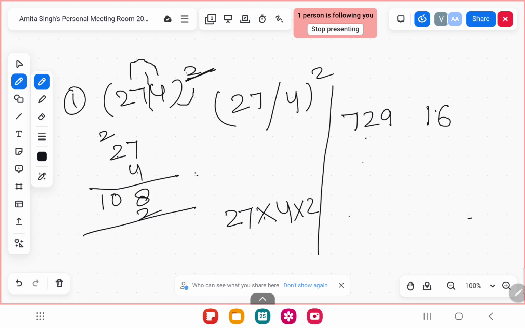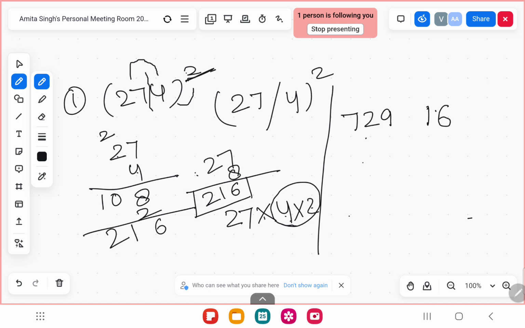Okay, so 2 8s are 16. 16. 1, 2 ones are 2. Done? Now, as Sappu was telling, we can calculate directly, it will be faster. 4 twos are 8, so 27 into 8. If we do 27 into 8, we will get the same thing, 216. Same thing. Now with this 216, what do we have to do, Sappu?